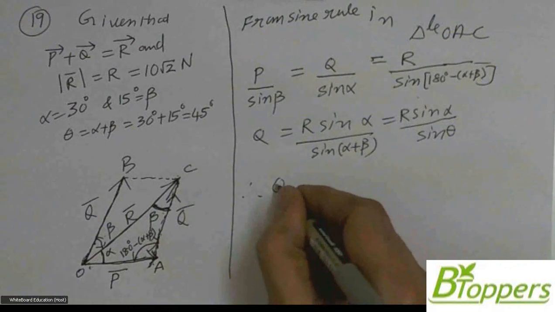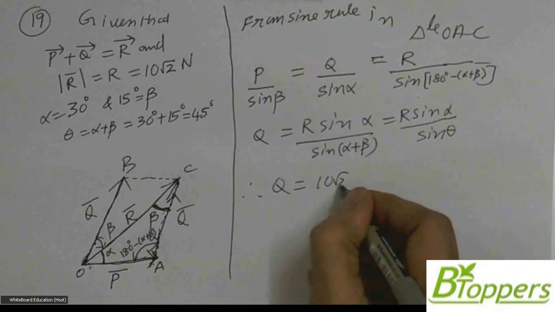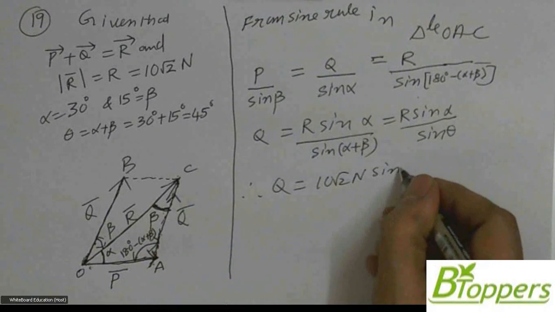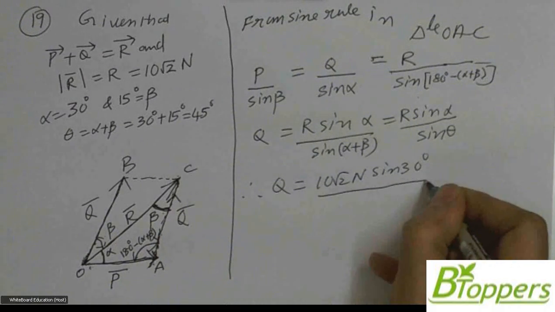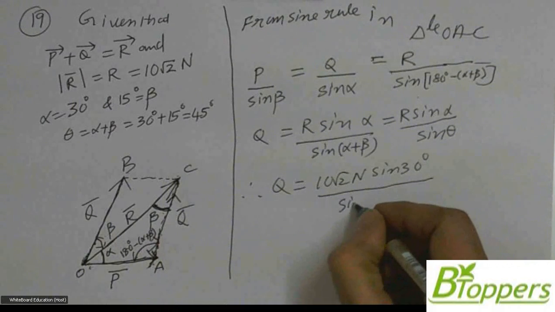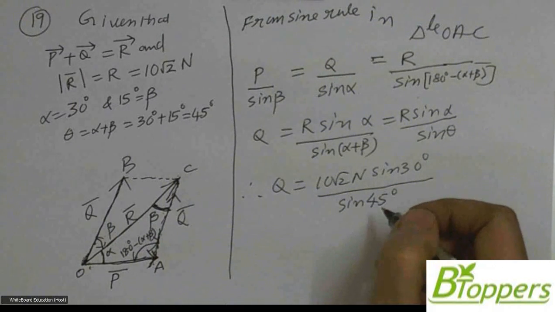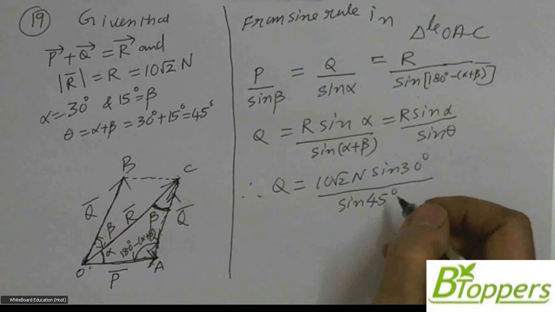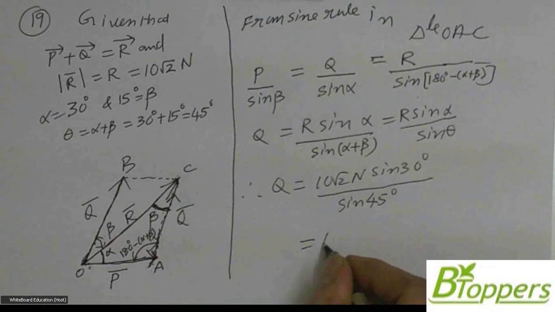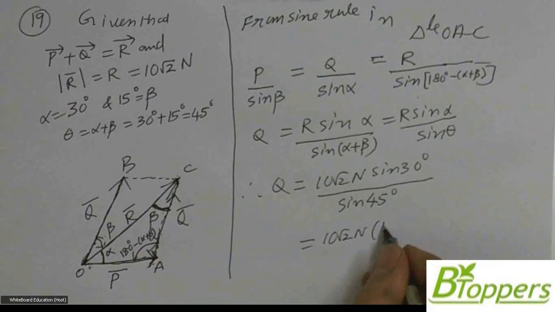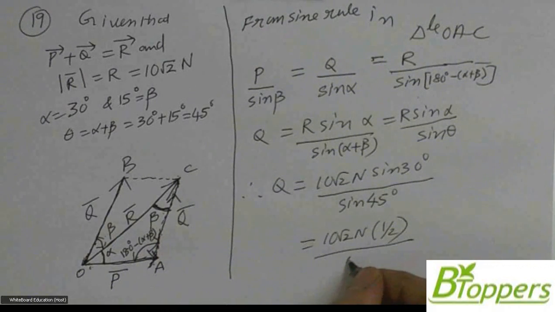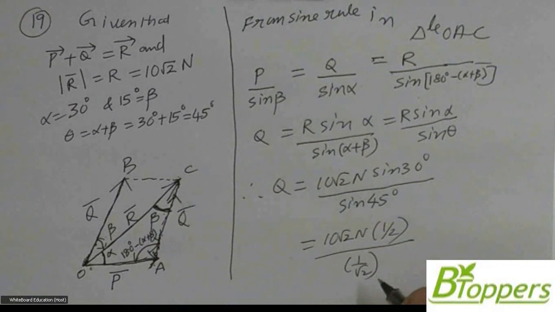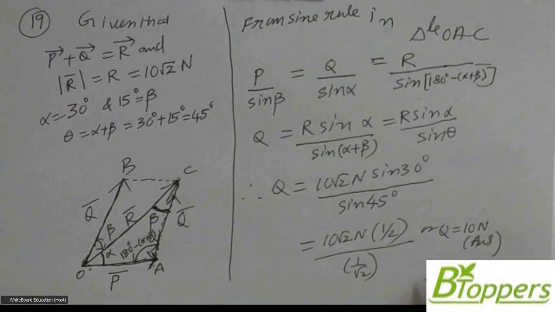Therefore, now substituting the values R equal to 10 root 2 Newton, alpha equal to 30 degrees, by sine theta, which is sine 45 degrees. You can substitute the value of sine 30 degrees equal to 1 by 2 and sine 45 degrees equal to 1 by root 2. We simplify this, and you get Q equal to 10 Newton. That's the answer for the problem.